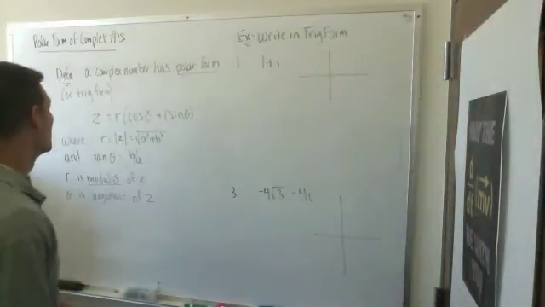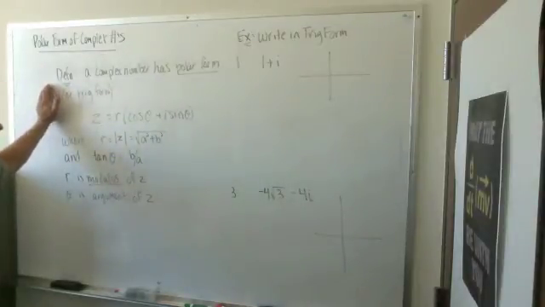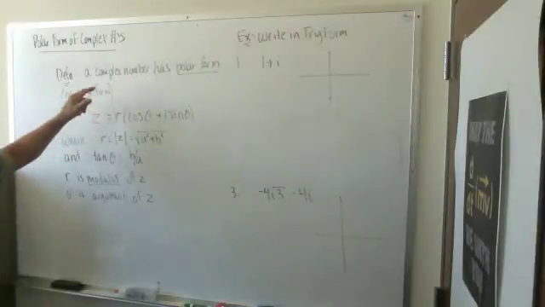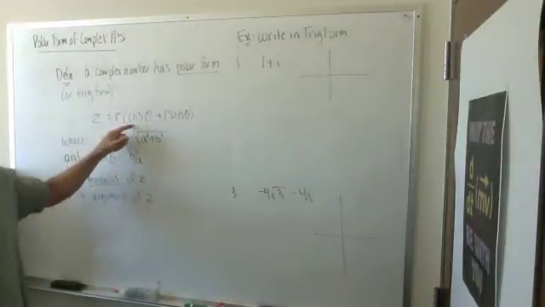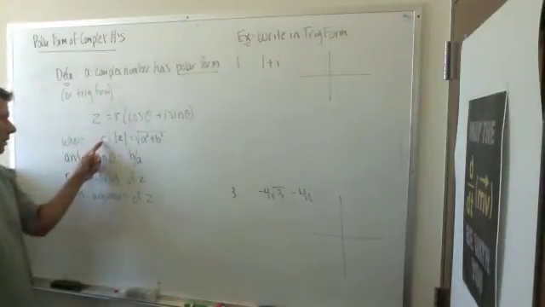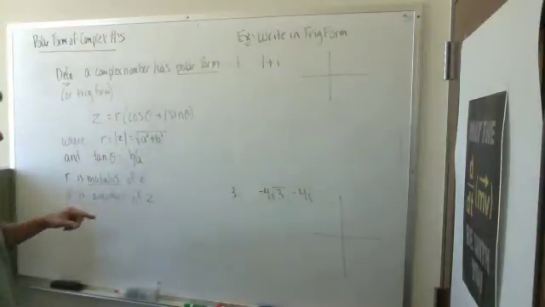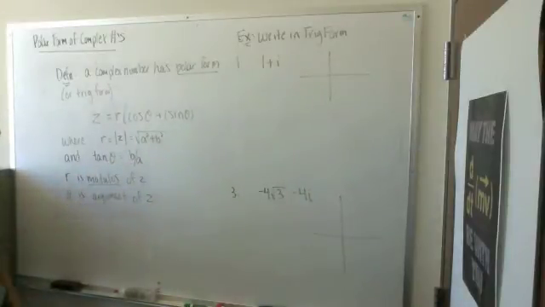All right, so we talked about it in the complex plane. Let's talk about them in the polar form. So a complex number has polar form or trig form. Z equals r times cosine theta plus i sine theta, where the modulus r, which is defined with the absolute value of z, is equal to the square root of a squared plus b squared, and tangent of theta equals b over a. So r is the modulus, theta is the argument of z.